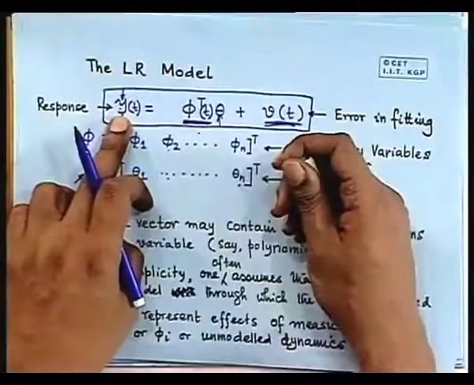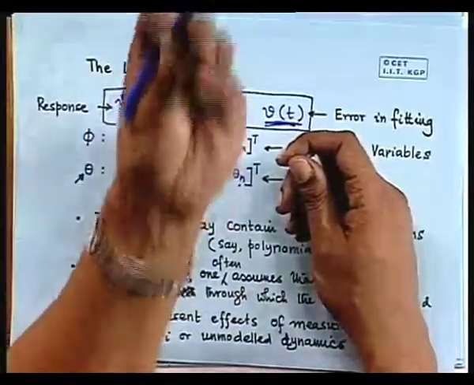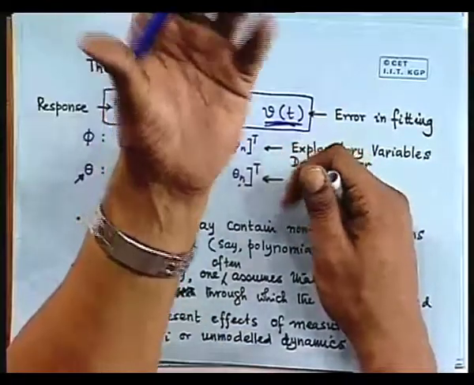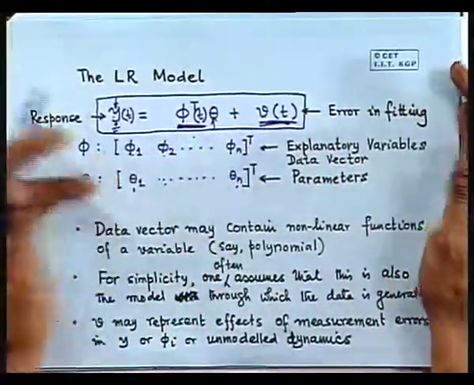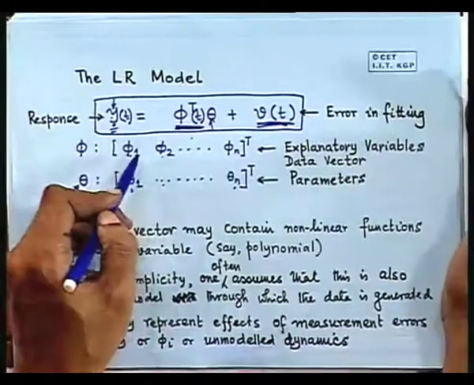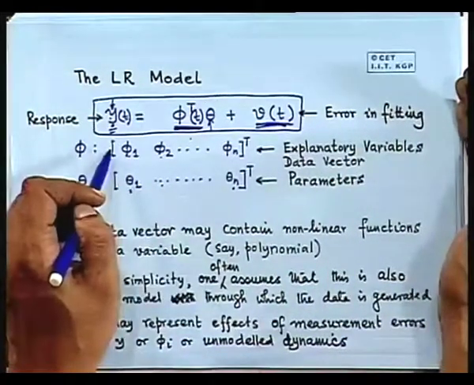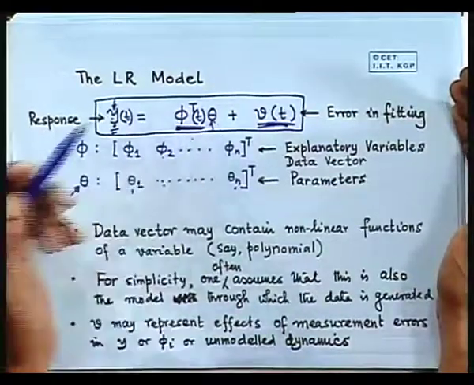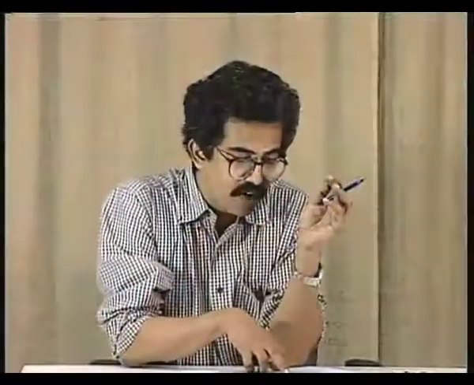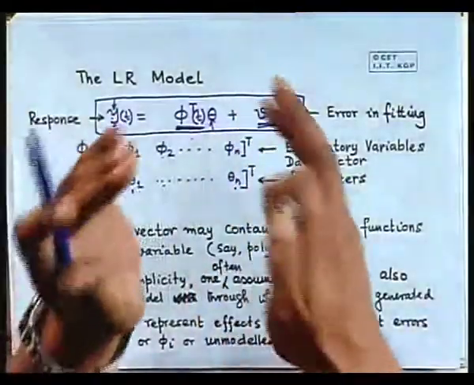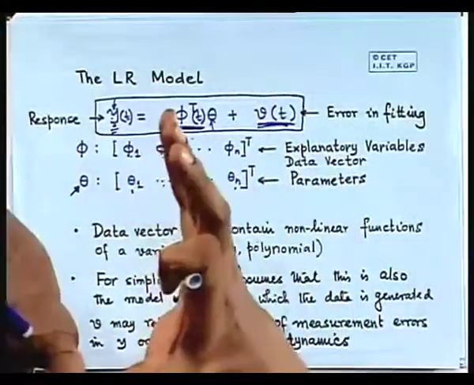For example, this data might have come due to many other reasons. Some of the explanatory variables may not even be included here. That's possible. Or the laws may not be so simple as the linear case. So when we are trying to estimate using this model, there are two things. One thing is the data generation mechanism.